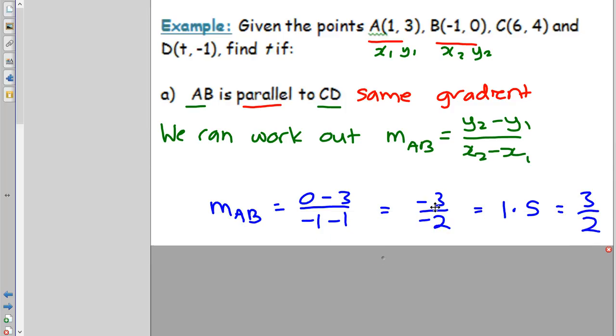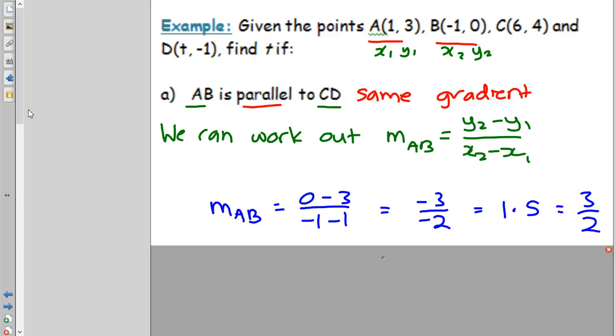So 0 minus 3 is negative 3, negative 1 minus 1, negative 2. A negative divided by a negative is a positive. And I just left it as 3 over 2 here. 1.5 or 3 over 2, both answers are okay. So we've got the gradient of AB.